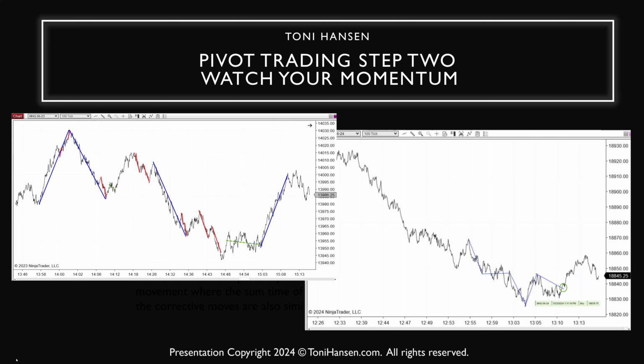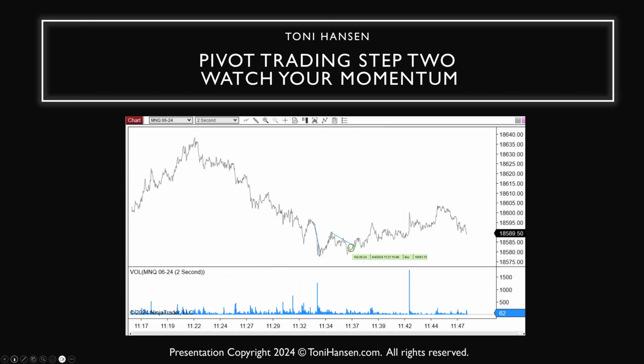Back to my pen here. So here's another one, just another core example, and this was one that took place, I believe it was the day that I gave the last class. So here, a little bit of a difference. Notice that it doesn't actually break that trend channel when it goes into that two-wave correction. So this right here is a con.